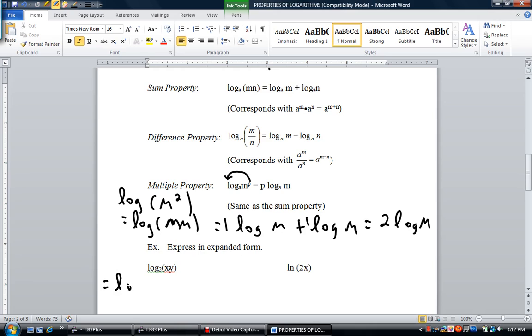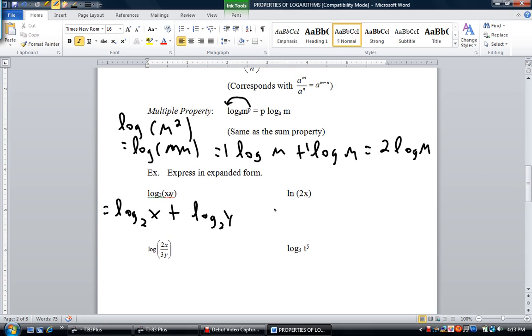So that means I'm going to write it down as log base 2 of x and log base 2 of y, and we separate by using addition. And that's it. That's all it's saying. You separate multiplication by using addition. This one is also multiplication. Doesn't matter what the base is. It works for the natural logs. We got 2 times x. So this is the same as natural log of 2 plus natural log of x.